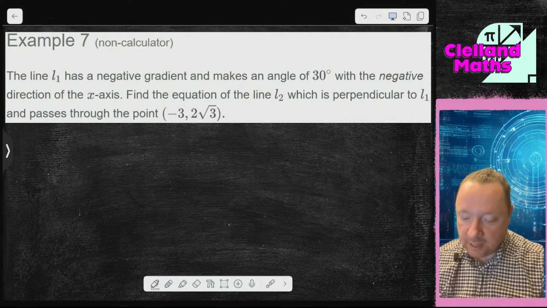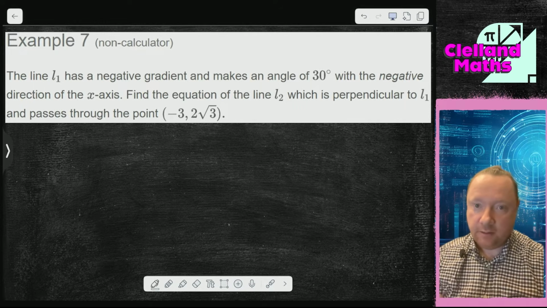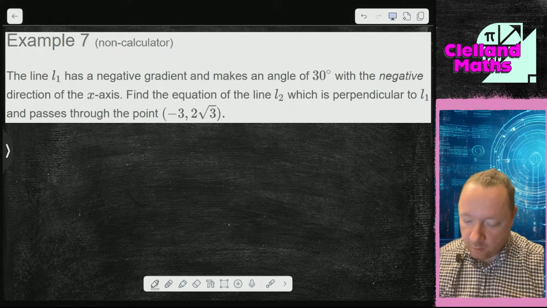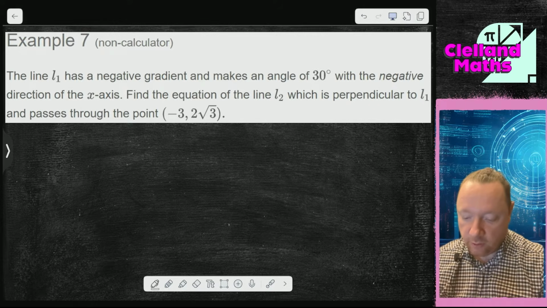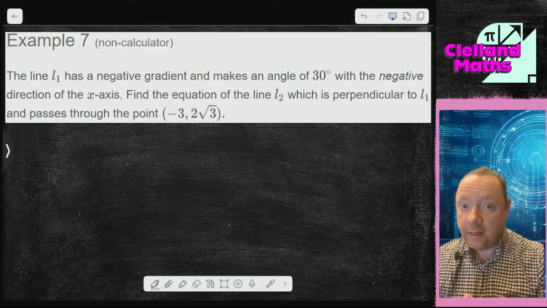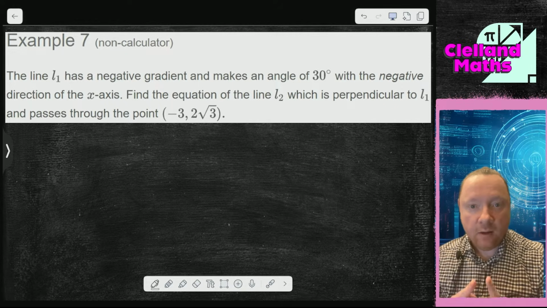Example 7. The line L1 has a negative gradient and makes an angle of 30 degrees with the negative direction of the x-axis. I think we're getting tricked here. Find the equation of the line L2, which is perpendicular to L1, passing through the point minus 3, 2 root 3. It says the negative direction of the x-axis. Gradient equals tan theta, for theta being in the positive direction of the x-axis.